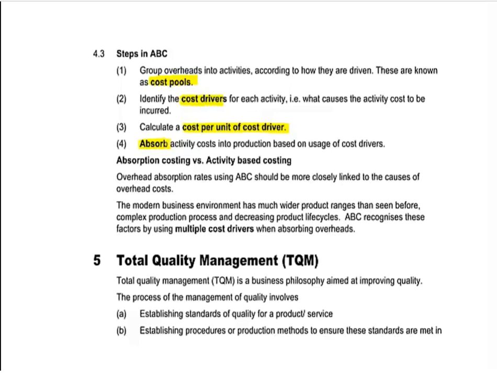So if you're costing a product, look at the number of machine hours, look at the number of labour hours, etc. The benefits of using ABC over absorption costing are that you should end up with a cost that's more closely linked to the actual cause of the overheads. And this is more important when businesses have much wider product ranges and when we've got shorter product life cycles. More about product life cycles in a moment. And the reason this is the case is because ABC enables you to consider the complexity and diversity through the multiple cost drivers.